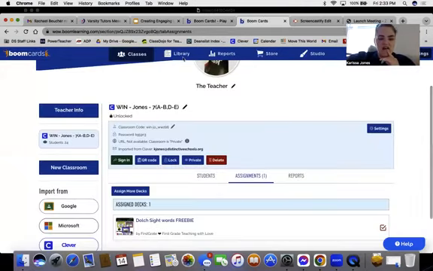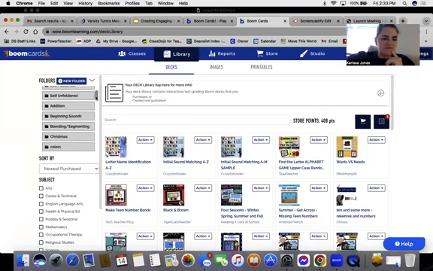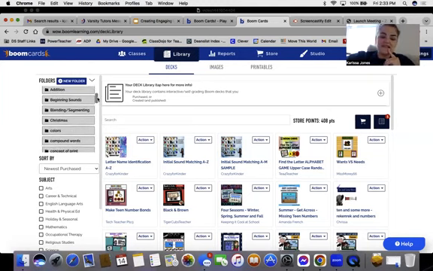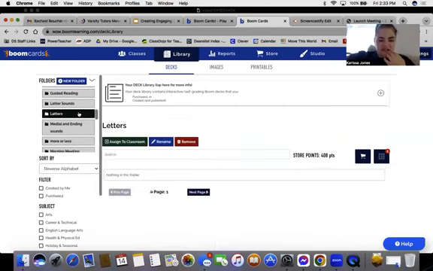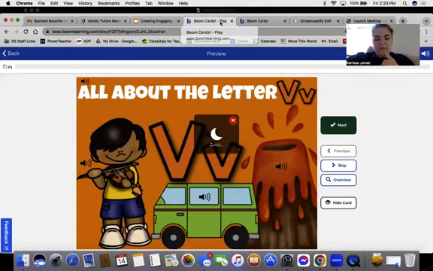So right here under library, what you can do is download all of these different practice games, and right here next to folders, I try to organize it. So if your independent practice is about letters, you click on the letter section, and then you'd find the letter that you're working on. For this example, I'm going to show you the letter V.